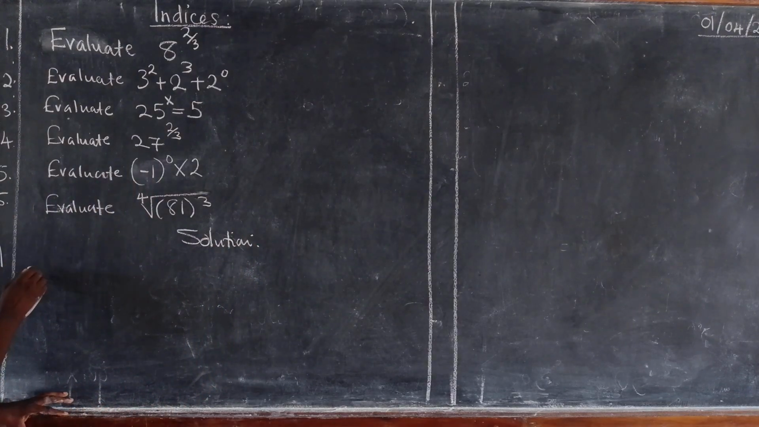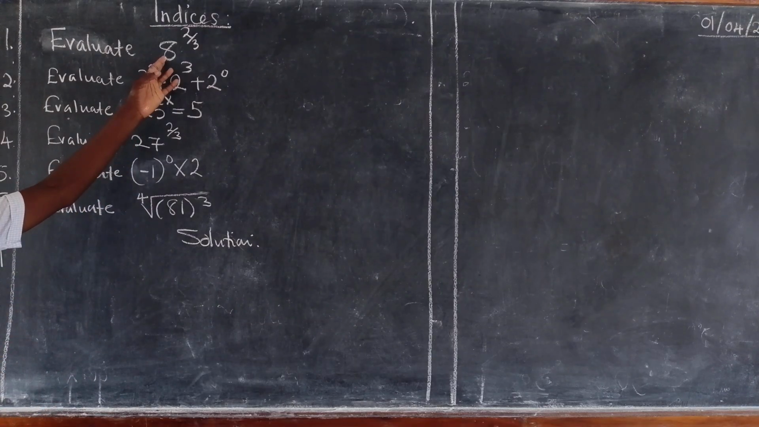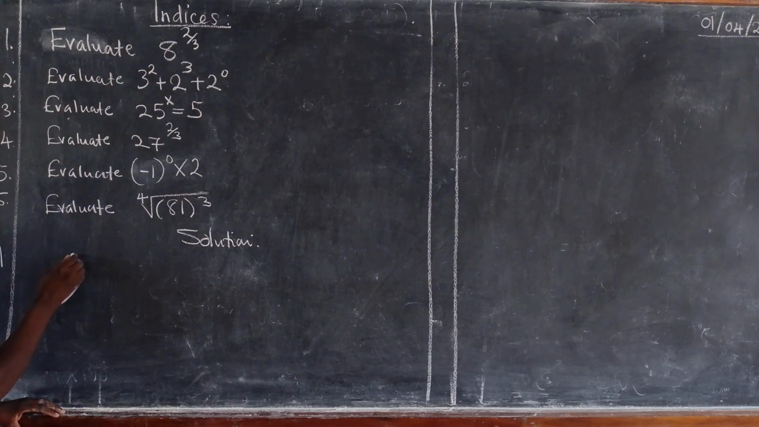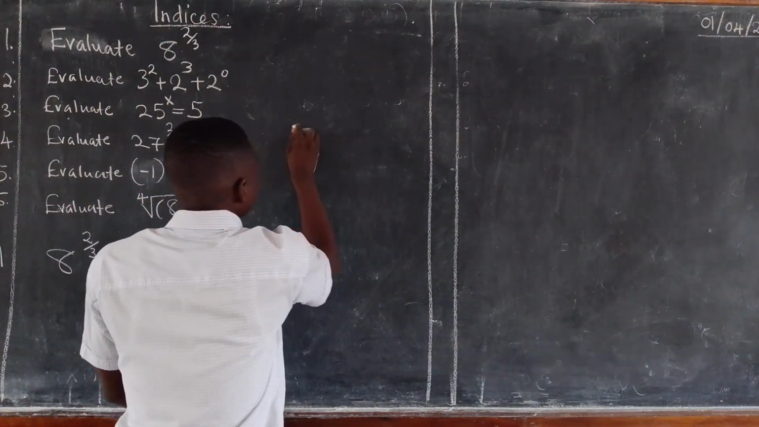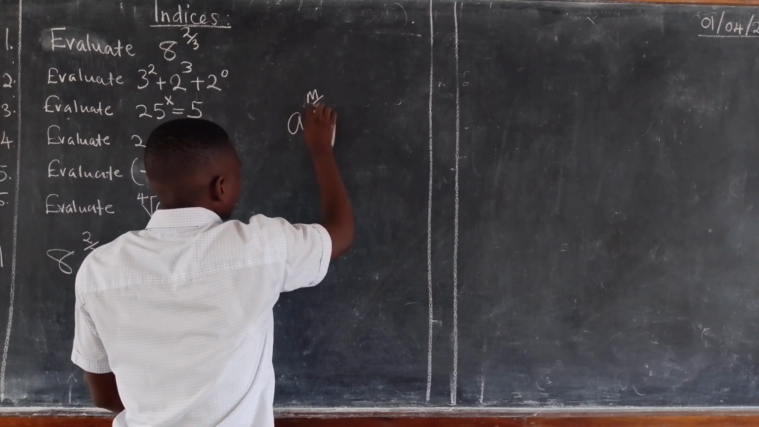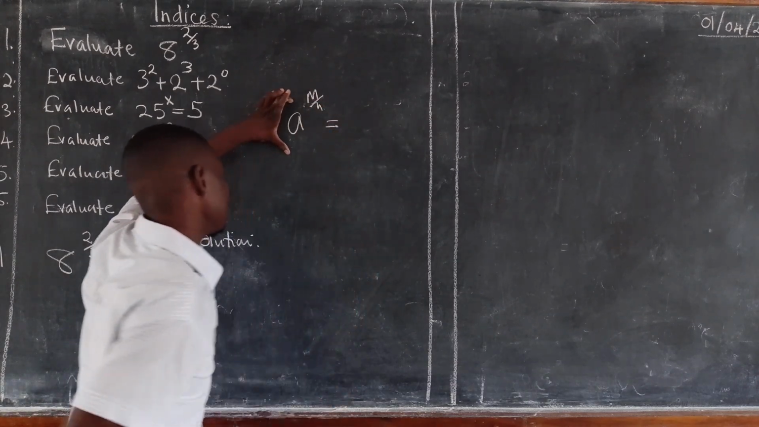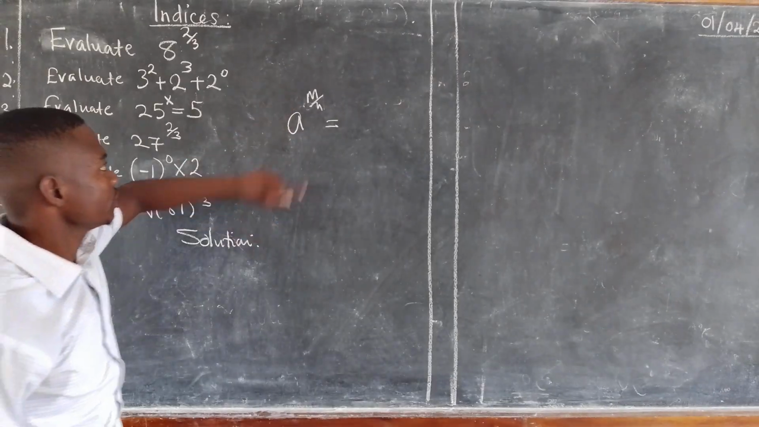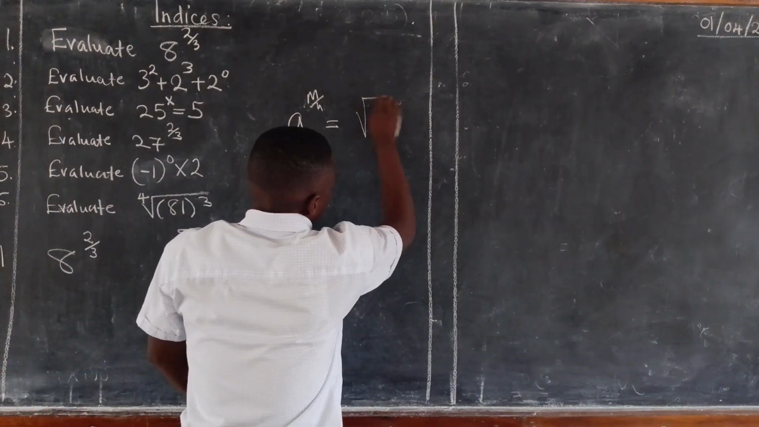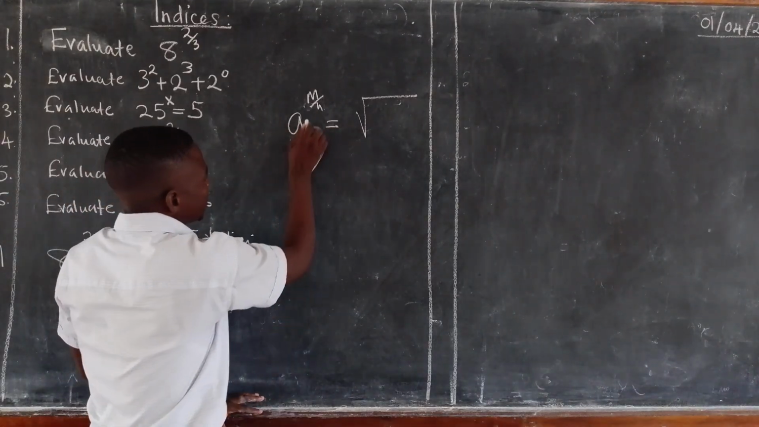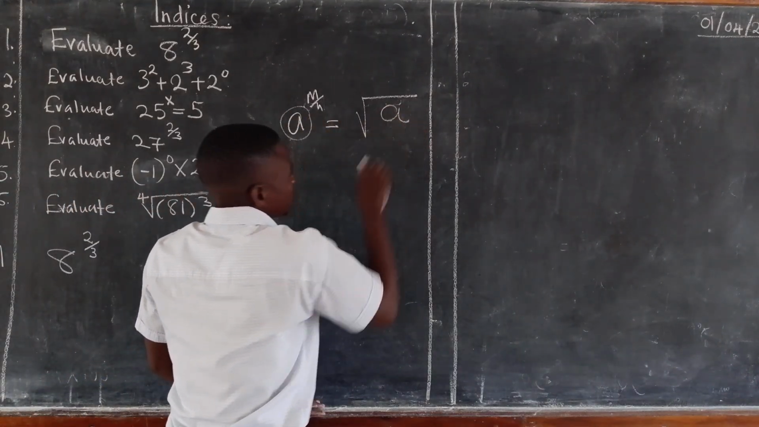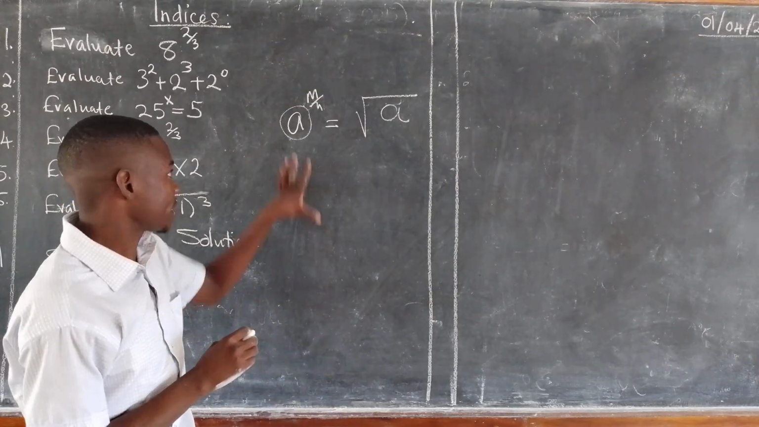So we'll start with question 1. They are saying evaluate. So there we have 8 to the power 2 over 3. This is what we have. Let's say, for instance, if you have a to the power m over n, what's the meaning of this? The meaning of this is that you need to write the root. The a which is here is the one that we write inside the root.